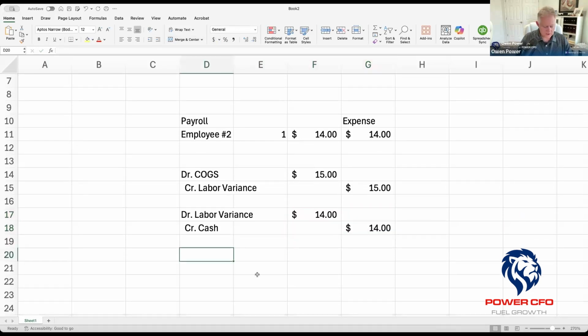Now, when we go and look at our GL labor variance account, we will see that we will have two entries. We will have the assembly build entry.